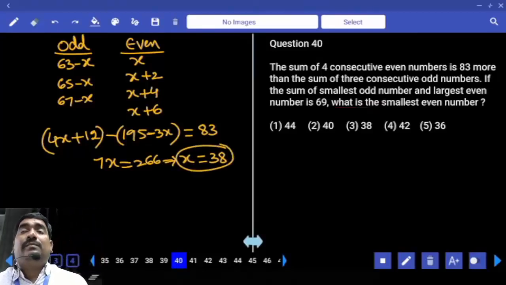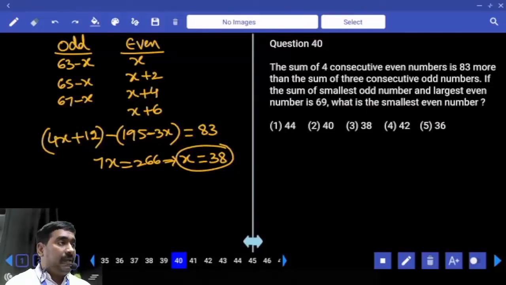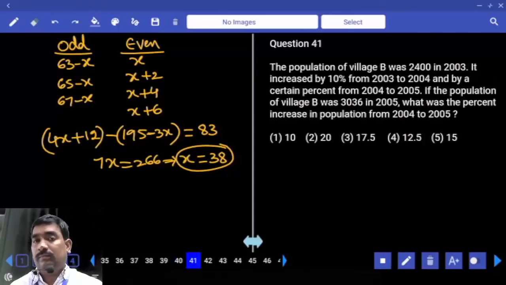What is x here? Smallest even number. 38 is your answer.